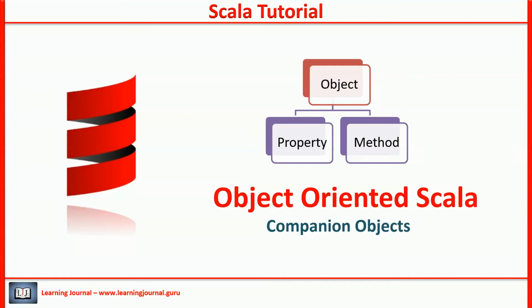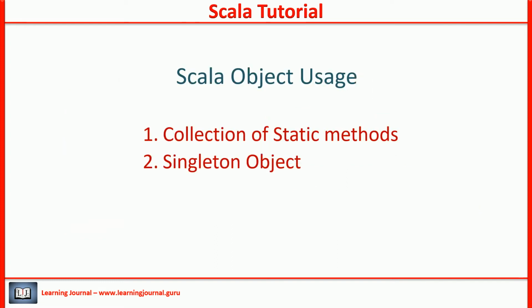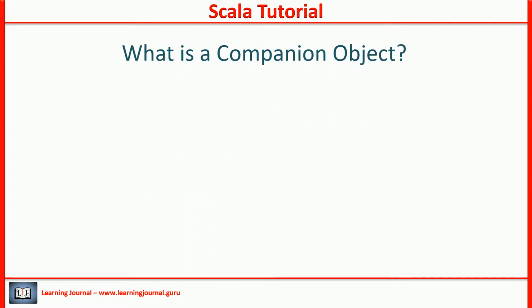Welcome back. In the earlier video, I talked about Scala objects and two different types of their usage: collection of static methods and singleton object. The third type of common practice is to use Scala objects as a companion object for a class. What is a companion object?